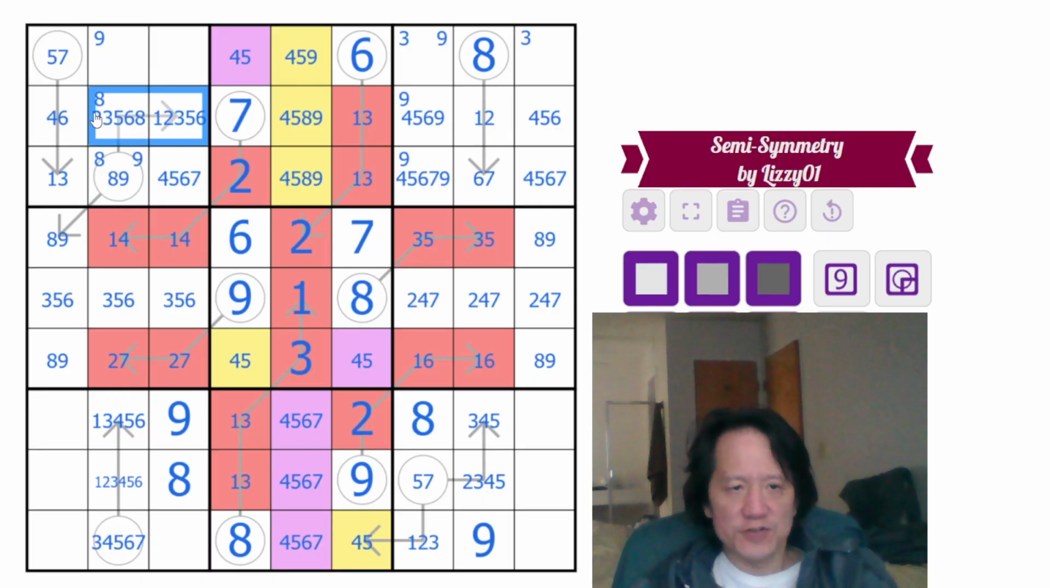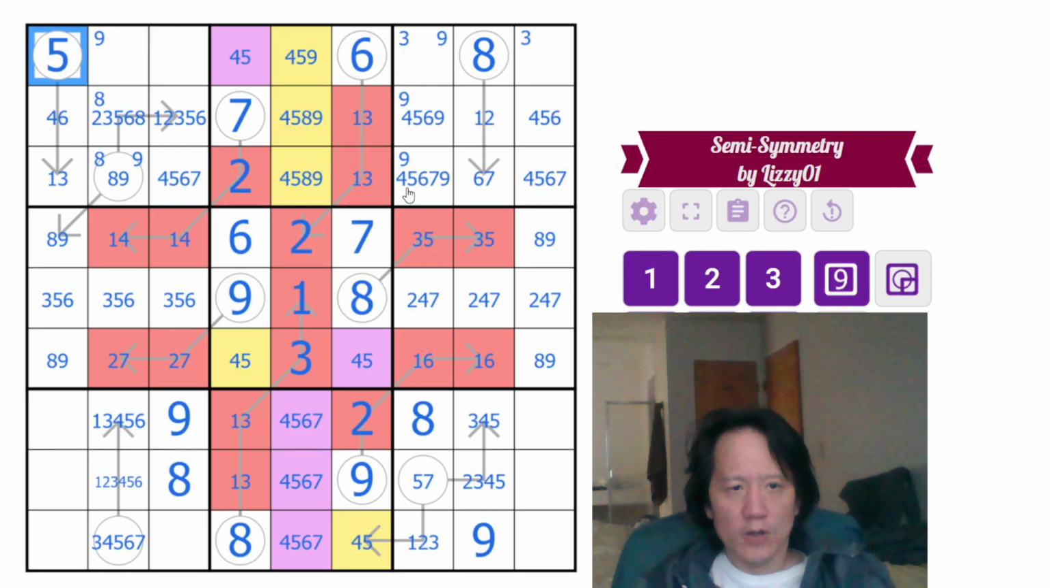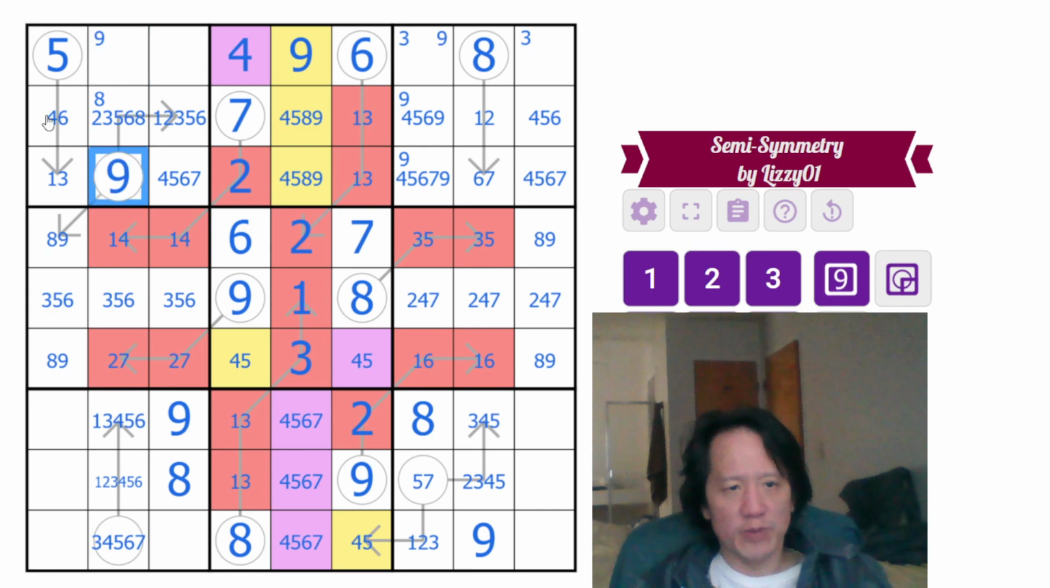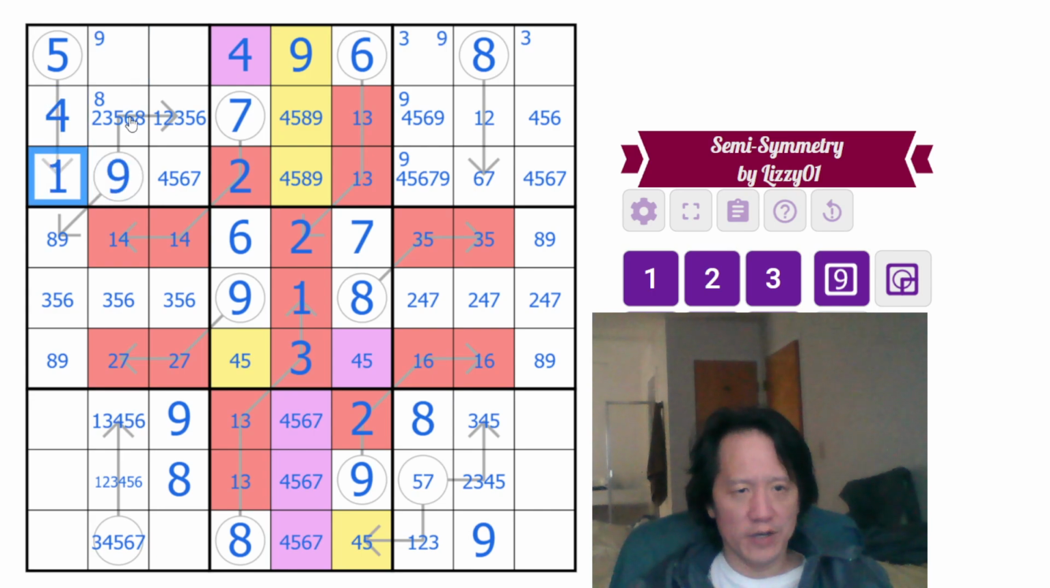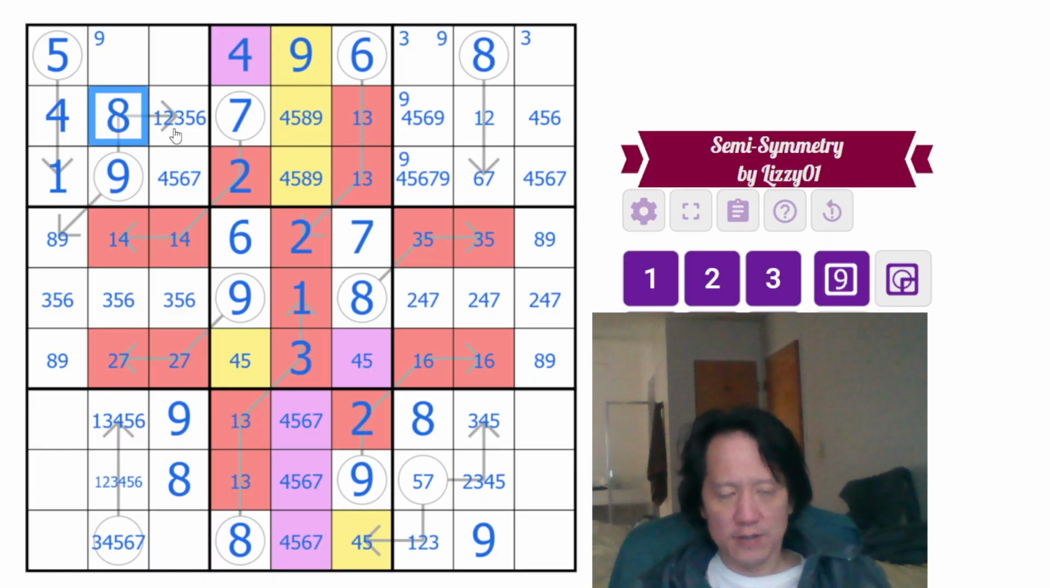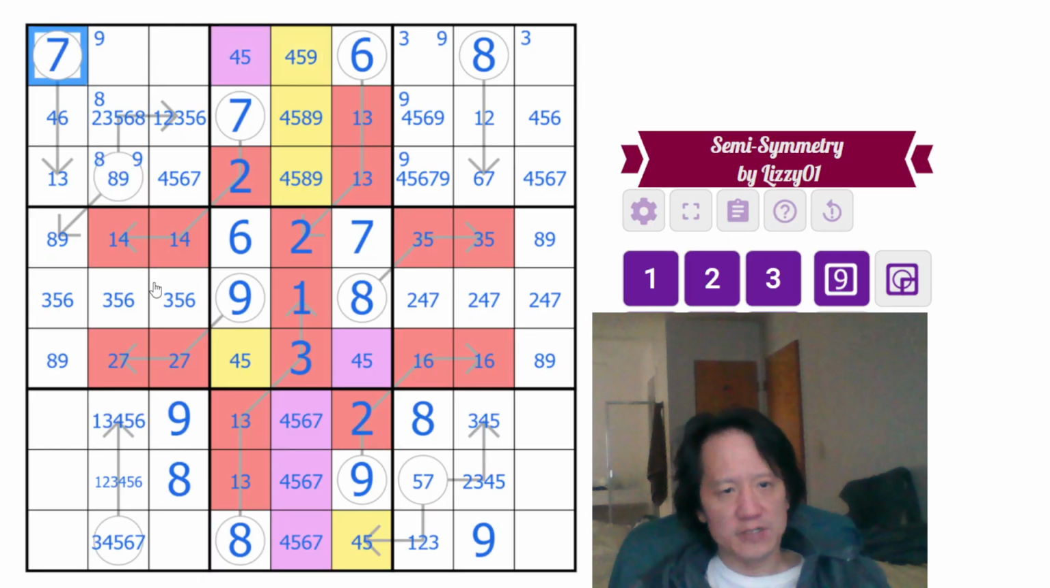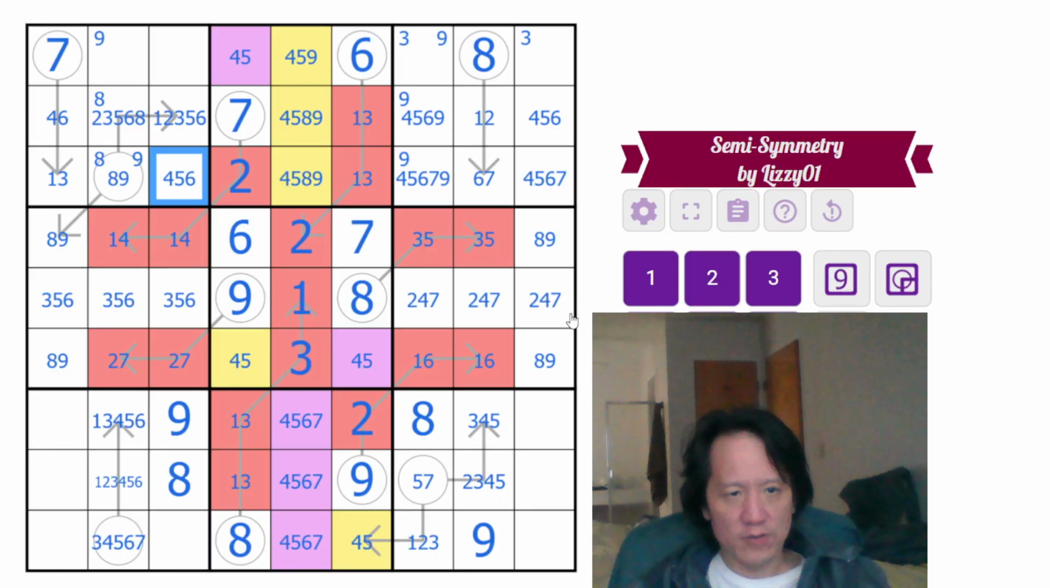Ah, if this is 5, this has to be 4, and that's 9. So this can't be 9, so therefore this would be 9, this would be 4 and 1. But then this would have to be 8, and then this would have to be 1, and we have a contradiction. So it cannot be 5. This has to be 7, which means this can't be 7.